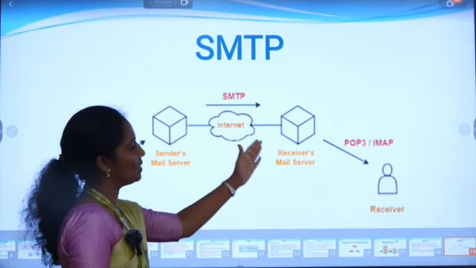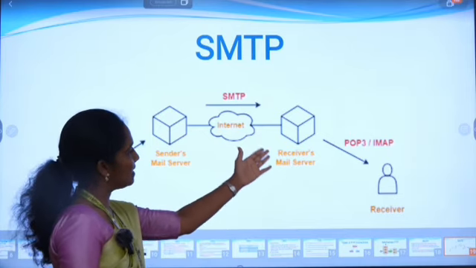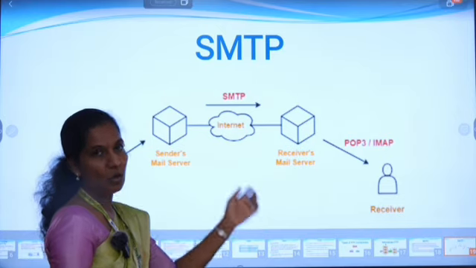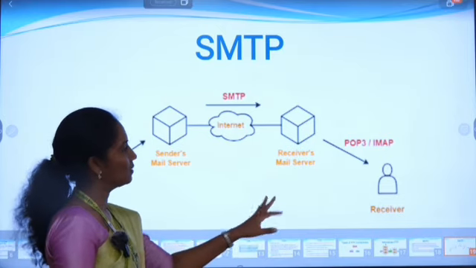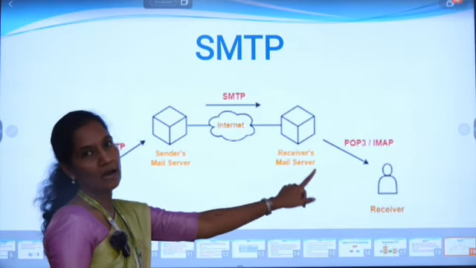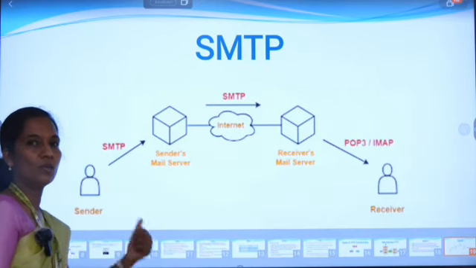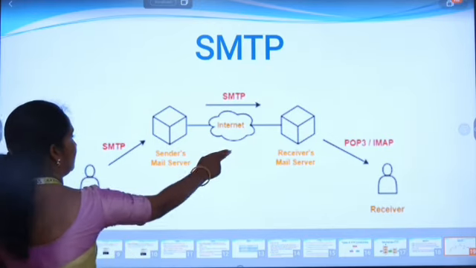Once it reaches the receiver's mail server, the messages get retrieved or downloaded to the receiver with the help of a protocol called POP3 or IMAP protocol. We'll discuss what is POP3 protocol.